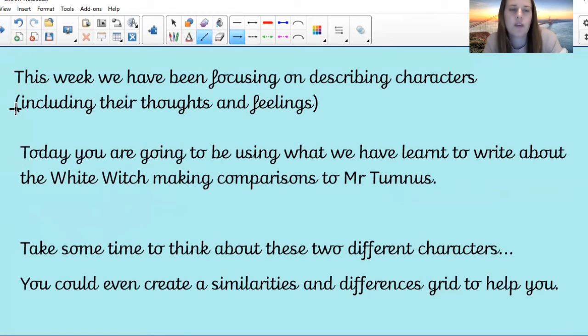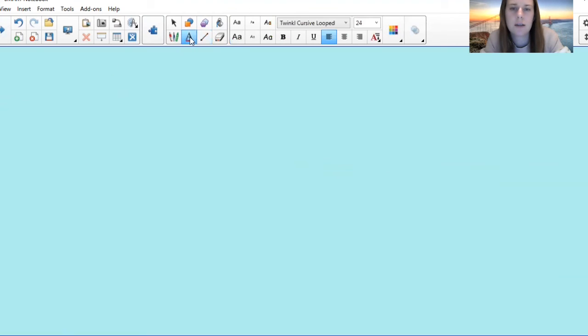So this week we have been focusing on describing characters, so including their thoughts and feelings. Today you're going to be using what we've learned to write about the White Witch and try and make comparisons to Mr. Tumnus. So before you do that, take a bit of time to think about the two different characters. You might decide that to help you, you could create a grid or a table of similarities and differences, because that might help to start to describe them both. Okay, but once you've done that, if you choose to, you're going to actually start to write about the White Witch.